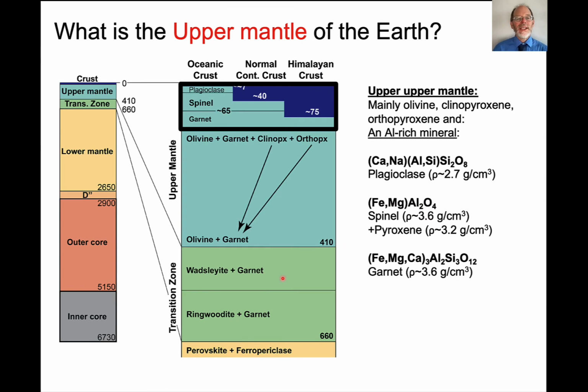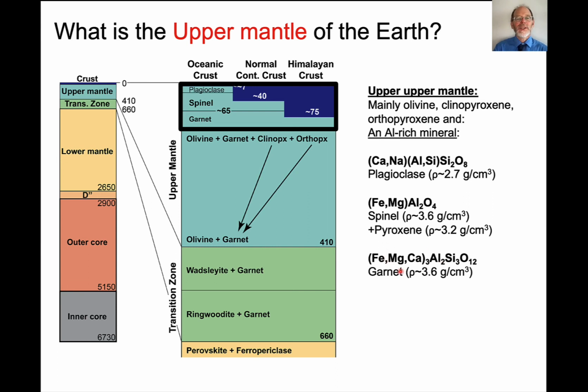So now, what is it that makes up the upper mantle of the rock? Well, it's mainly olivine, clinopyroxene, and orthopyroxene, but in addition to that, there is an aluminum-rich mineral. And exactly which aluminum-rich mineral you get depends on depth. At shallow depths, you get plagioclase. You've seen the composition of plagioclase. At intermediate depths, spinel is stable, and at greater depths, garnet is stable.